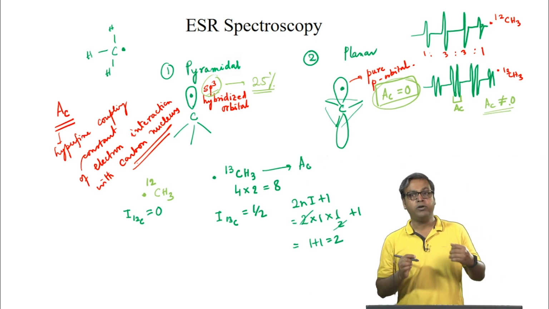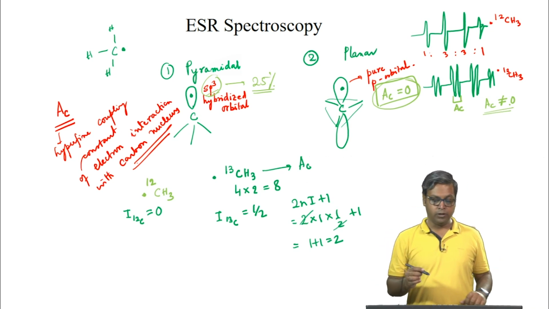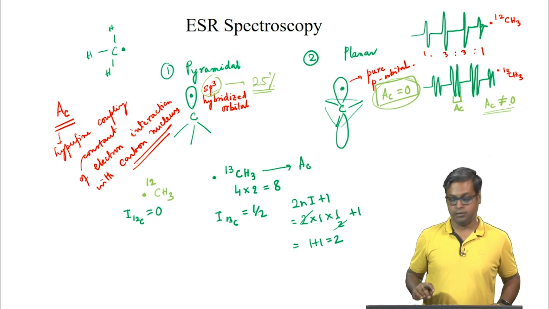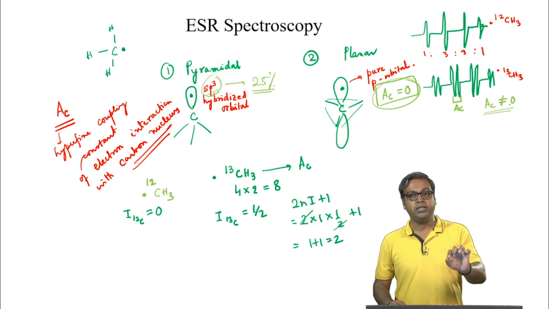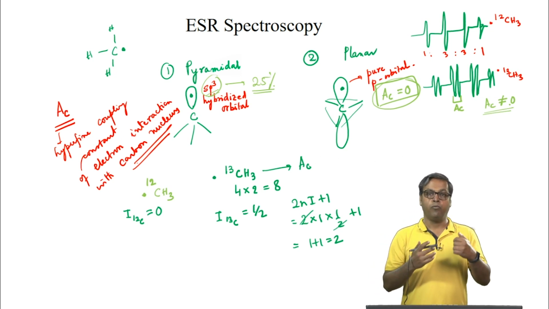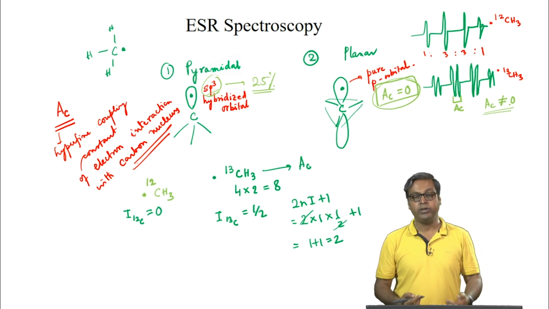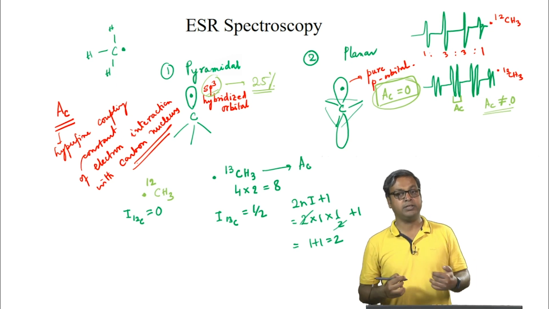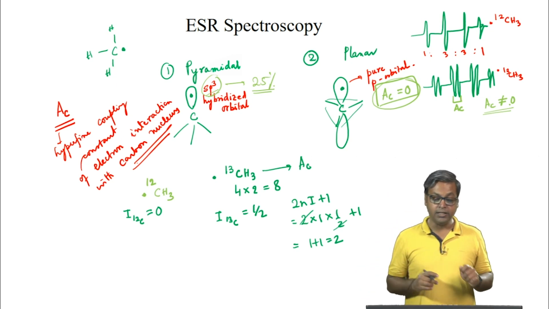Though we have already used it when we talked about this methyl radical, after this we would formally see what happens when different nuclei with different values of I are present, as long as I is not equal to 1.